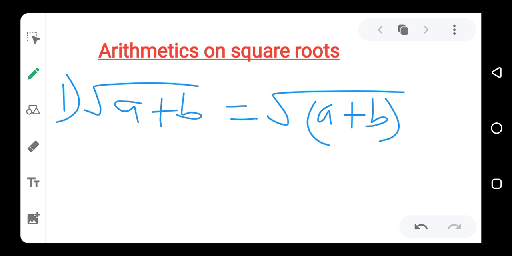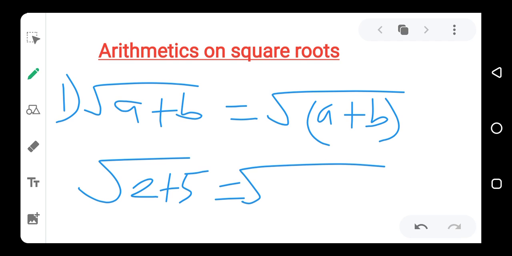So, for example, if we have square root of 2 plus 5, this is going to be square root of 2 plus 5, which is equal to 7. So it is going to be square root of 7.